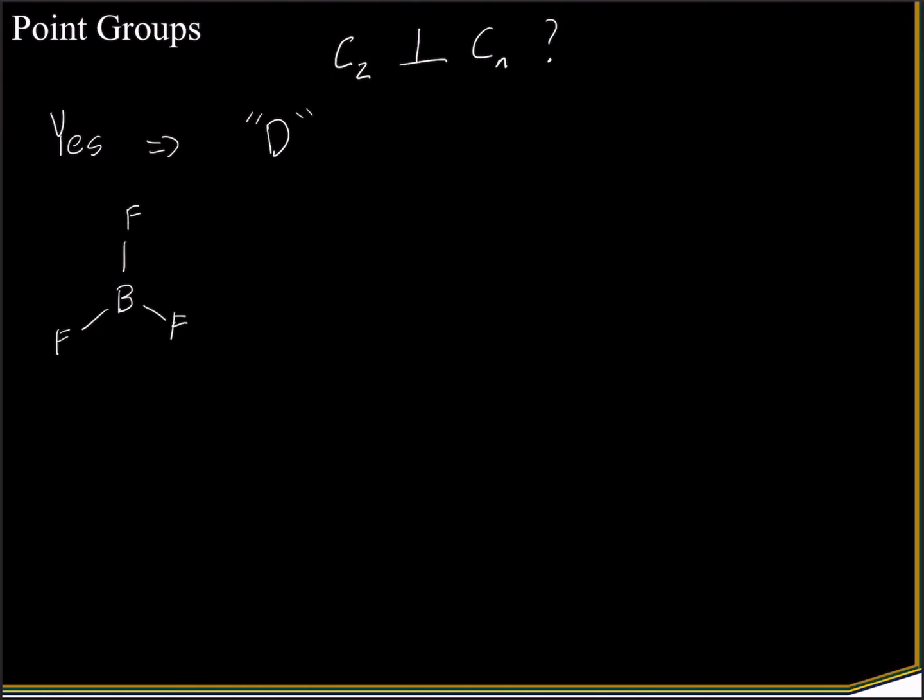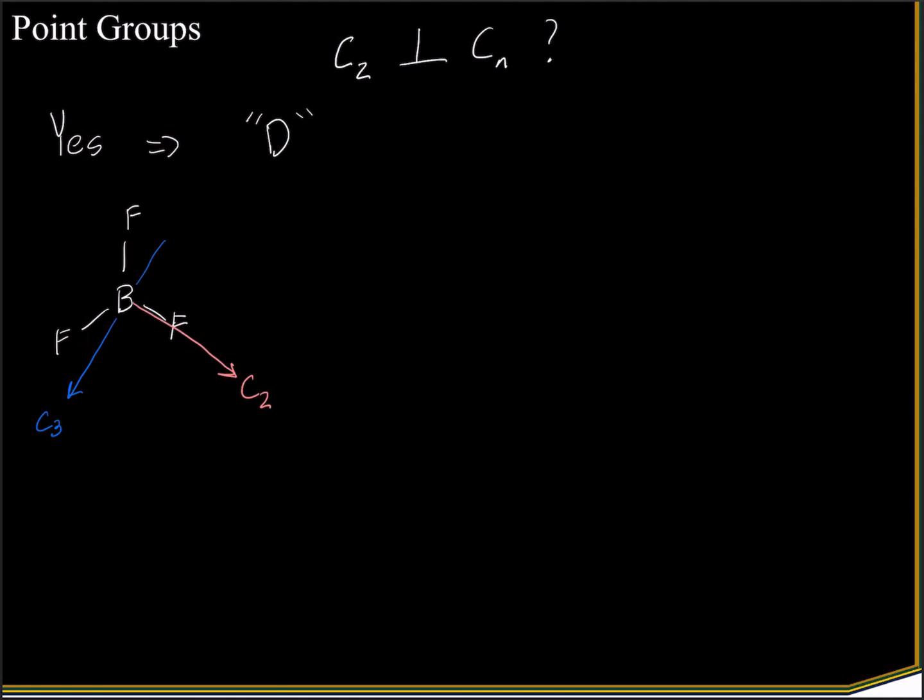So this is a trigonal planar structure. We can see that it has a C3 rotational axis that is coming directly out of our drawing surface. So this is our principal rotation axis, a C3. We also have perpendicular C2s that go along my BF bonding axis. So these are these C2 rotations. This puts me in the D point group, right? I currently have a C3 rotation and a perpendicular C2.